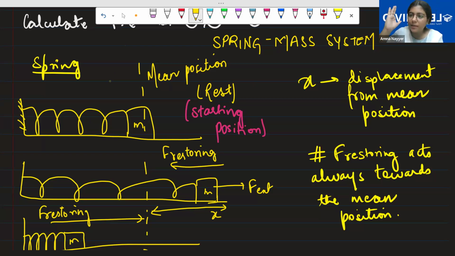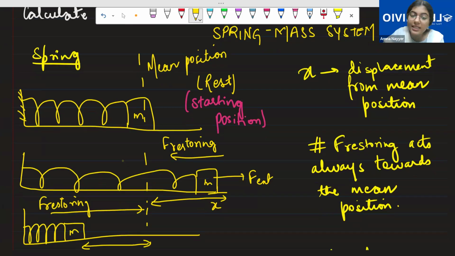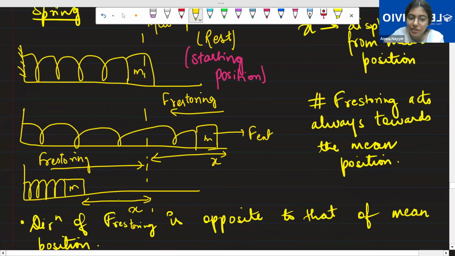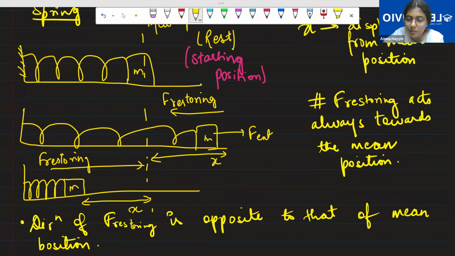Okay. Now, if I compress the mass, like if I compress the spring, there will be a displacement produced from the mean position. Look at this figure, this third one. This was originally where the body was placed. Now, if I compress it, there's a displacement produced inwards. Or if I elongate the spring, means if I pull out the mass.